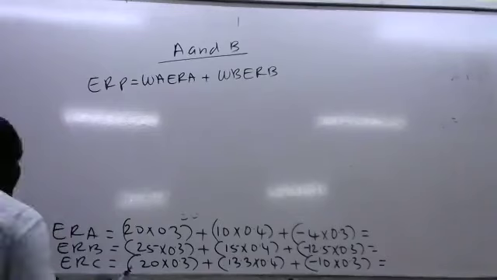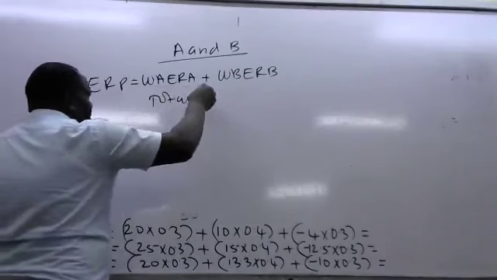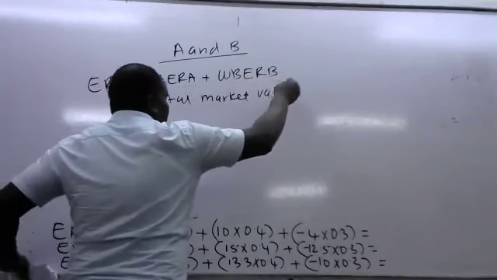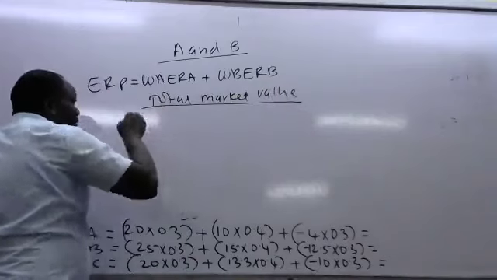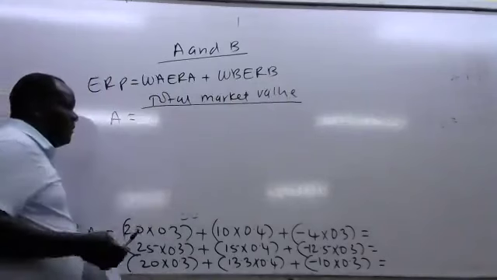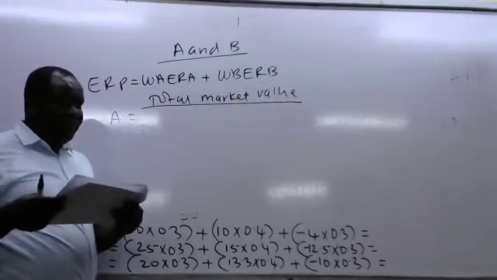To get the weights, we use the total market value. So for total market value, we start with A. You can see A, they gave you how many number of the ordinary shares for A.